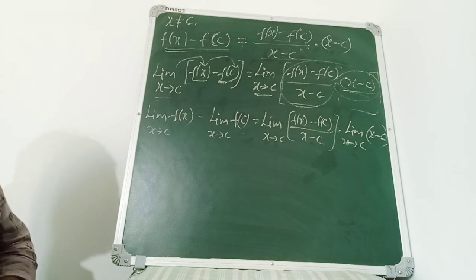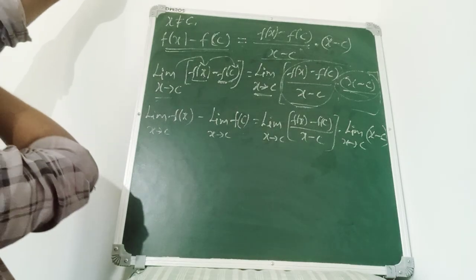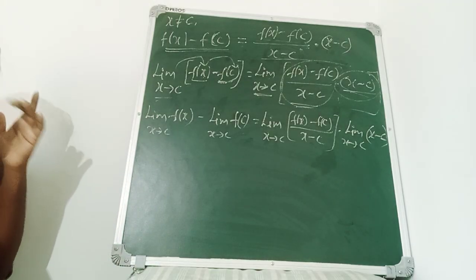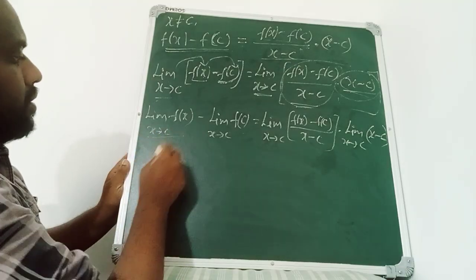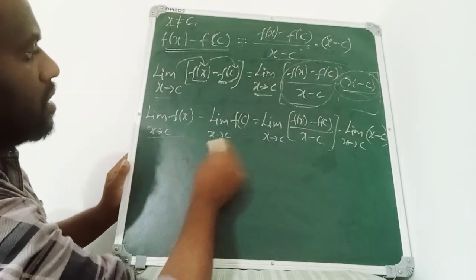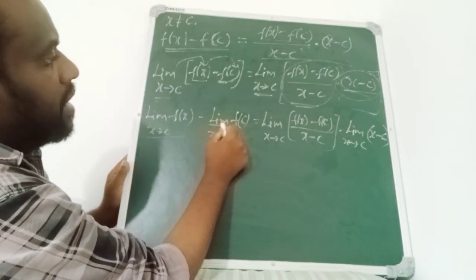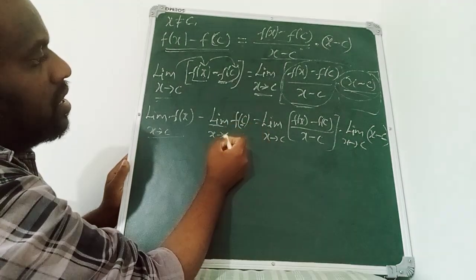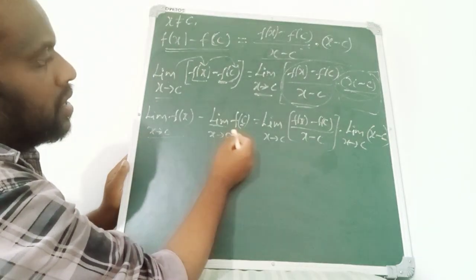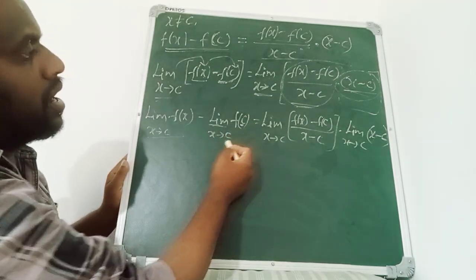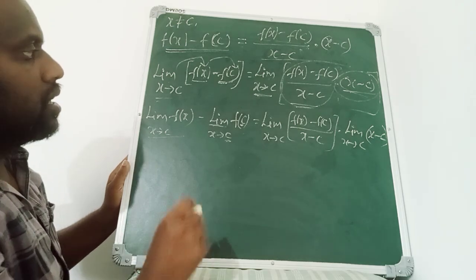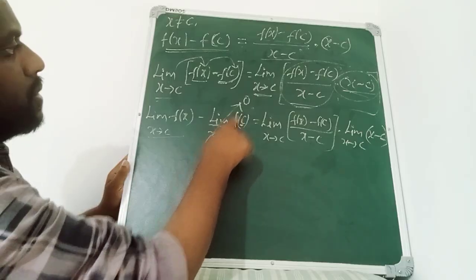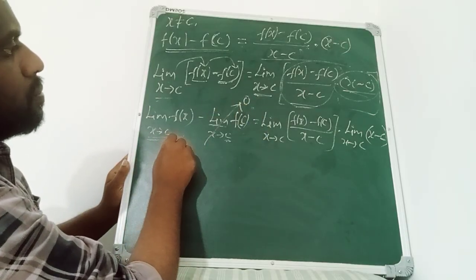I hope you understood till here. Next step is what? So write this as it is. Before that, see, limit is there, this is f of c, here also c, and function f is differentiable, so this you can take as 0. So when this becomes 0, you write only this part.